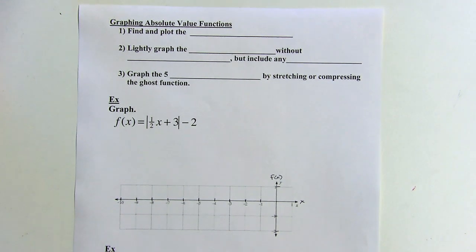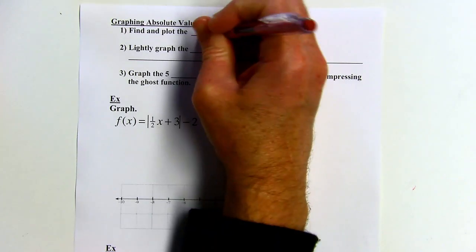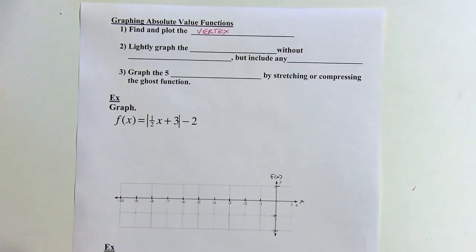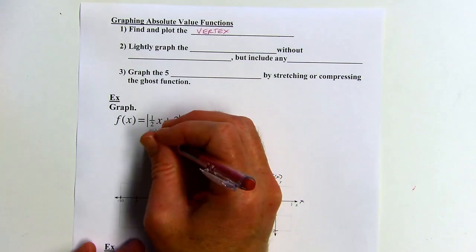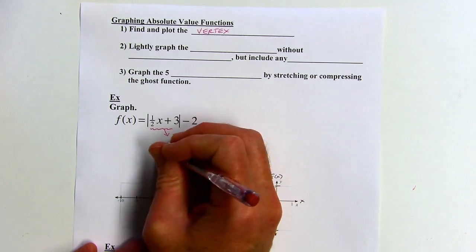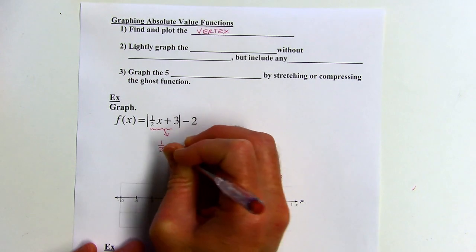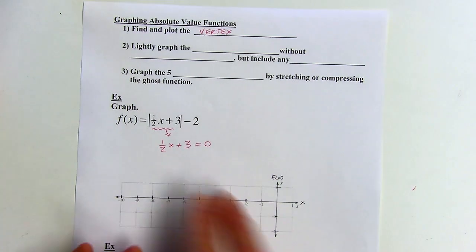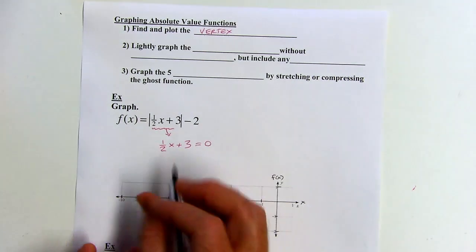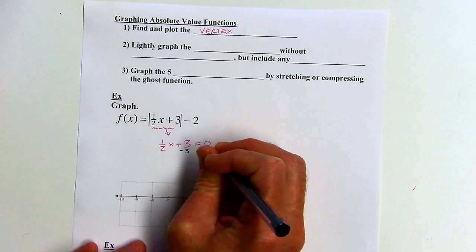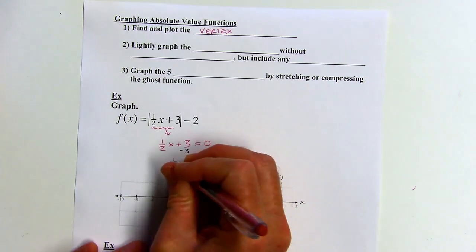First thing I would do is find and plot the vertex. Okay, so I'll go through these steps as I'm talking about the different steps here. So finding the vertex here, some people say, oh, it's going to be -3, -2, because they just changed the sign of this, but that's not quite correct. You have to take everything that's inside the absolute value and set it equal to 0, okay? Then I'm going to solve this equation, and that's going to give me my x value. So the 1/2 is going to affect the x value here, okay? So I want to get x by itself. I'll start by subtracting 3 from both sides.